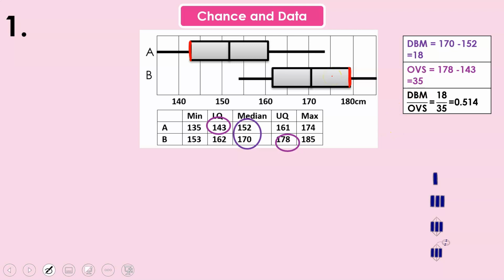Now, if we go through and do the DBM divided by the OVS, which is 18 over 35, which gives us 0.514, which is bigger than 0.33. So therefore significant.